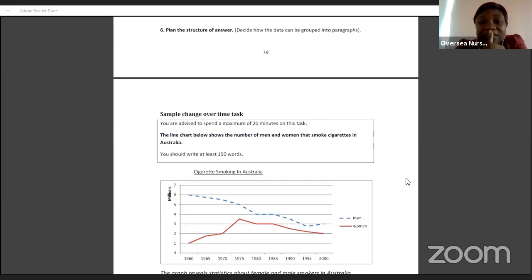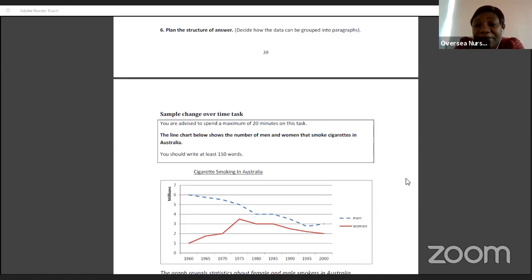What are our keywords here? The line chart. We can say a line graph. We can say the given diagram. We can say the graph below. If we say any of that, it's still correct. It shows the number, it gives information, or it gives data. It shows the number of men.